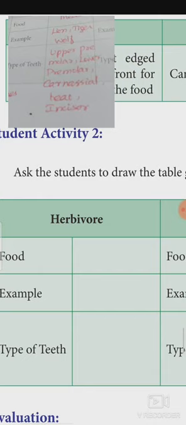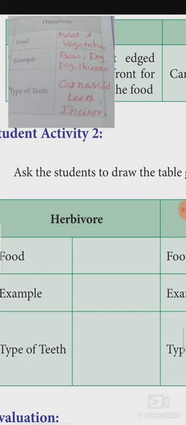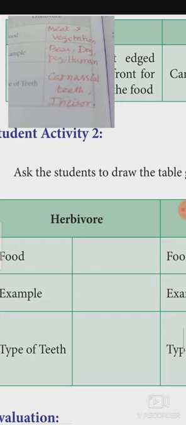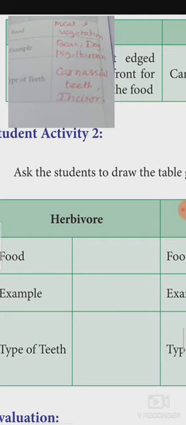tear incisor. Third one is omnivorous. The food they intake is meat and vegetation. Examples are bear, dog, pig, human. Carnassial teeth and incisors.